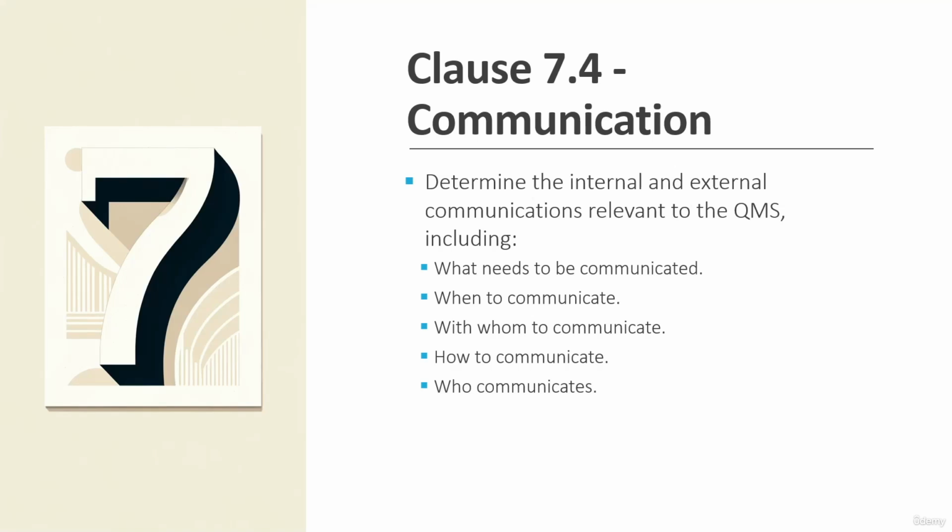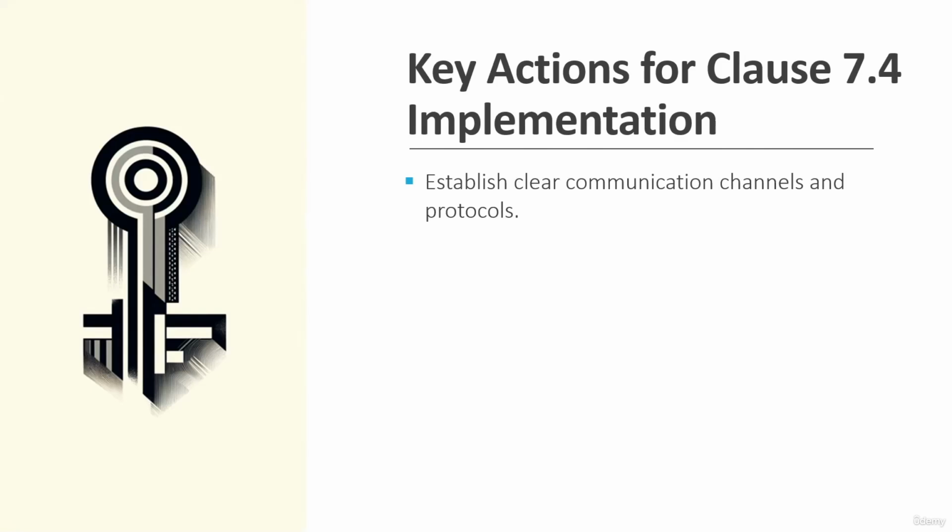Now coming to 7.4, which is communication. So in communication, the requirement is simple, that organization need to determine internal and external communication related to the quality management system. They need to determine that what needs to be communicated, when to communicate, with whom to communicate, and how to communicate, and who communicates. So these things need to be sorted out in the organization. And this is a very general requirement, that you need to have some communication method, some communication protocol in place in the organization. And here are the key actions for 7.4 that you need to establish, or the companies need to establish clear communication channels and protocols.